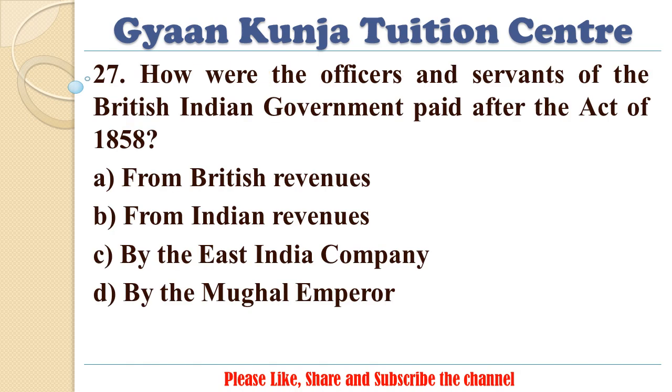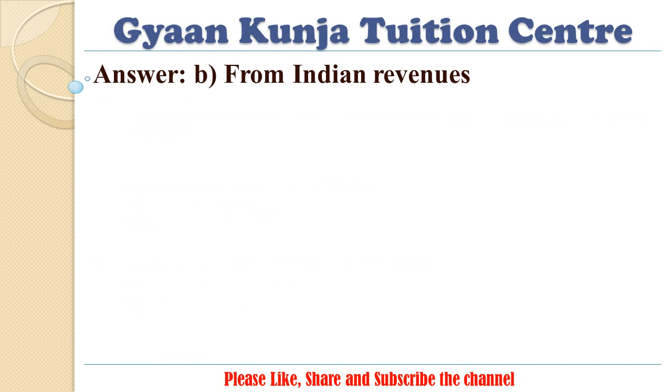Next, 27. How were the officers and servants of the British Indian government paid after the Act of 1858? A. From British revenues, B. From Indian revenues, C. By the East India Company, D. By the Mughal Emperor. Answer B. From Indian revenues.